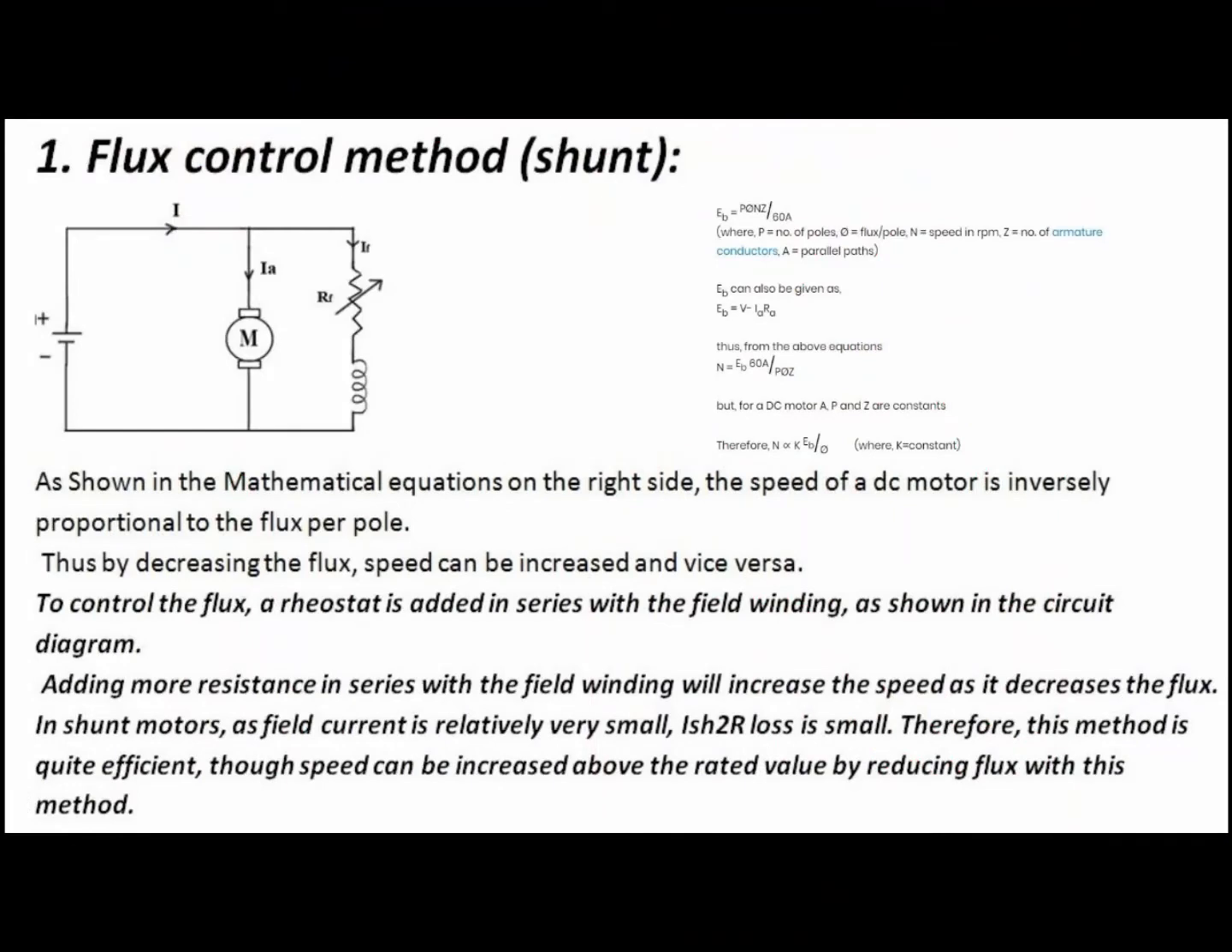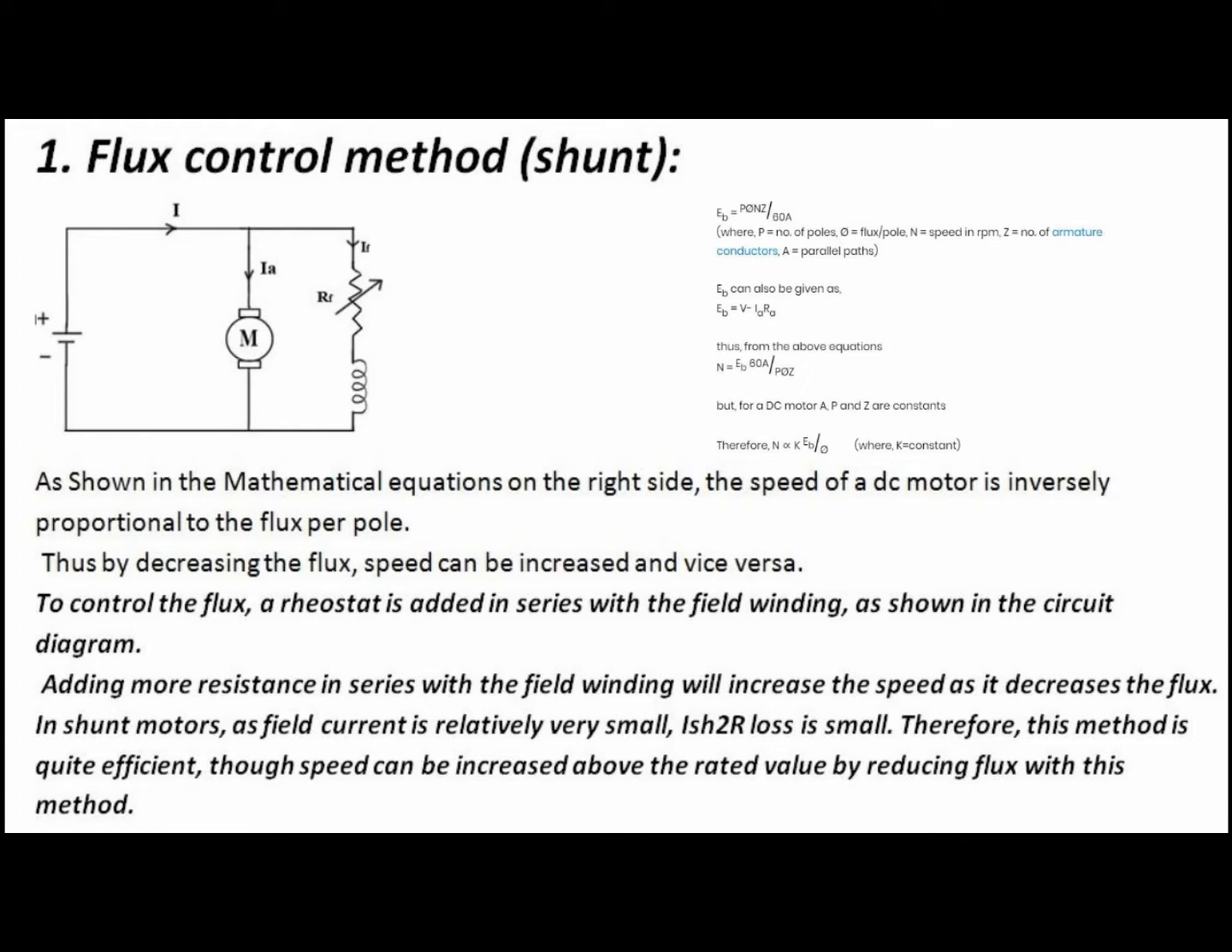First, flux control method, shunt. As shown in the mathematical equations on the right side above, the speed of a DC motor is inversely proportional to the flux per pole. Thus, by decreasing the flux, speed can be increased and vice versa. To control the flux, a rheostat is added in series with the field winding, as shown in the circuit diagram. Adding more resistance in series with the field winding will increase speed as it decreases the flux.